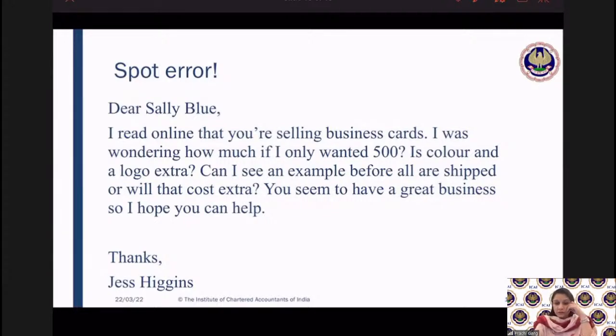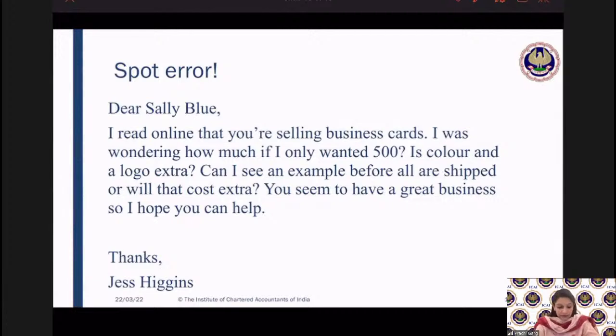Yes, the language is informal. No, I don't think that's required, Ankit. Yes, so mistakes. Yes, basically, language is very informal.